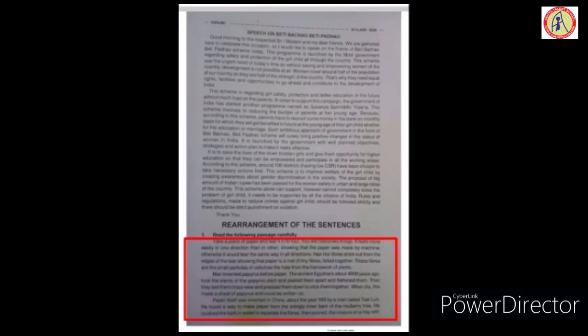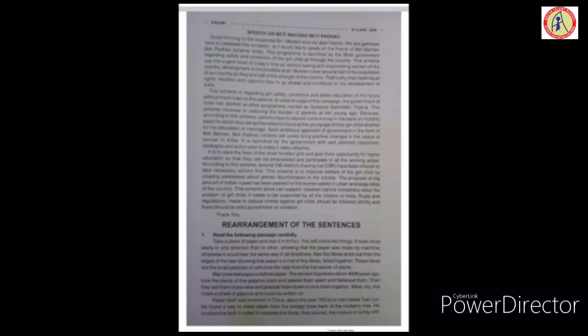Hair-like fibers stick out from the edges of the tear, showing that paper is a mat of tiny fibers felted together. These fibers are the small particles of cellulose that form the framework of plants. Man invented papyrus before paper. The ancient Egyptians about 4000 years ago took the stems of the papyrus plant, peeled them apart and flattened them. Then they laid them crosswise and pressed them down to stick them together. When dry, this made a sheet of papyrus that could be written on.